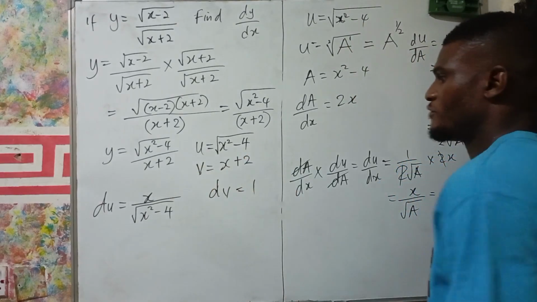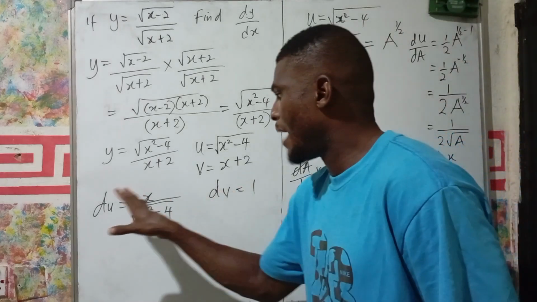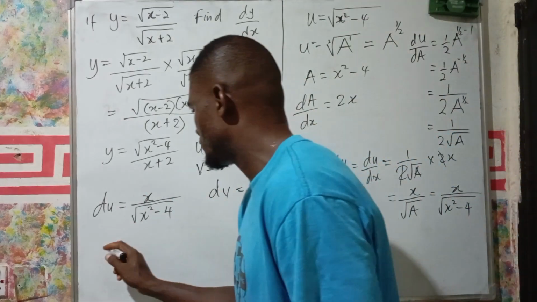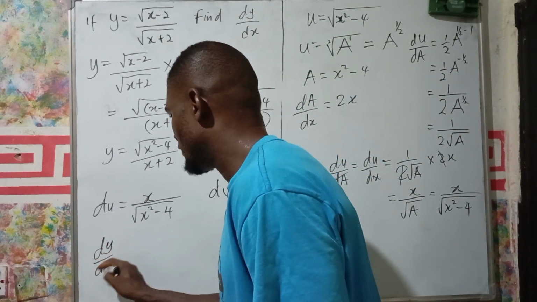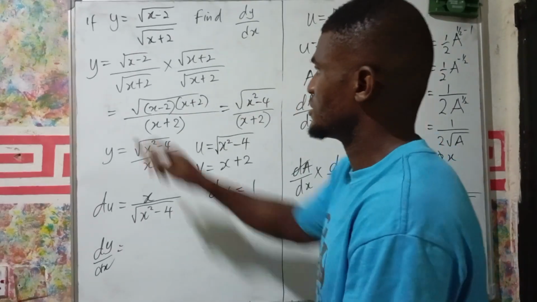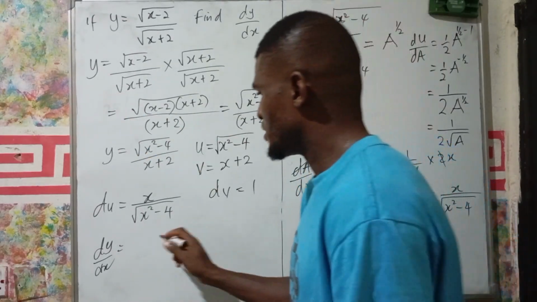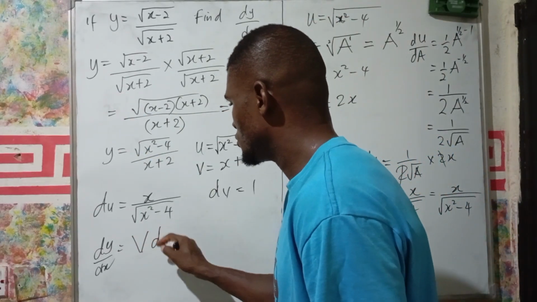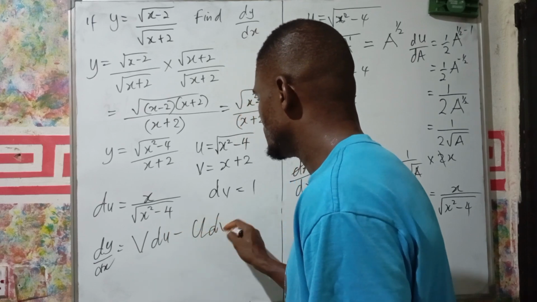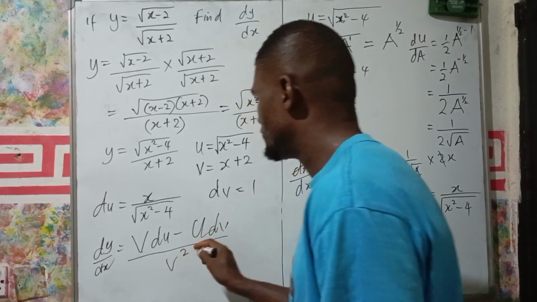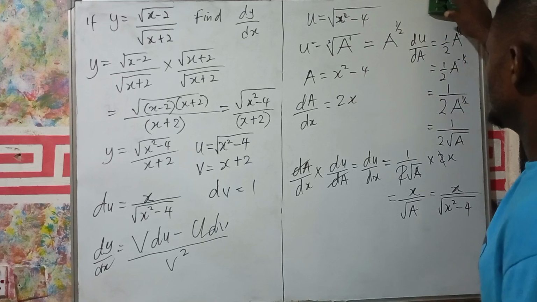If you check x, you will have 1. Alright, so we're going to now apply this into the quotient formula, which says that dy over dx, differentiating y now with respect to x, would be equal to v du minus u dv all over v squared.